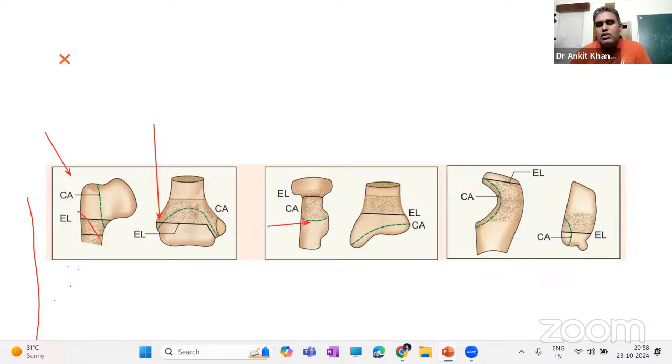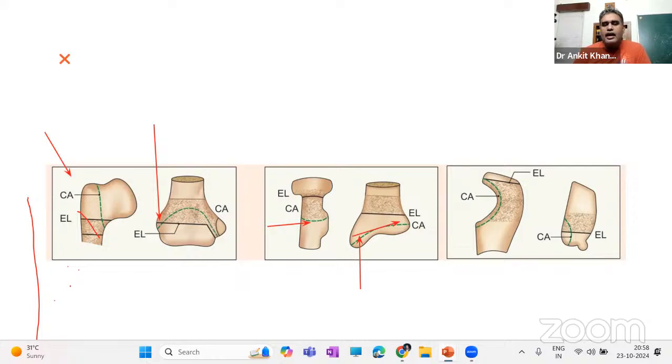Now we come to EL. What is EL? Epiphyseal line. So at the EL, what happens is that the metaphysis fuses with the epiphysis, and that area is known as the epiphyseal line.